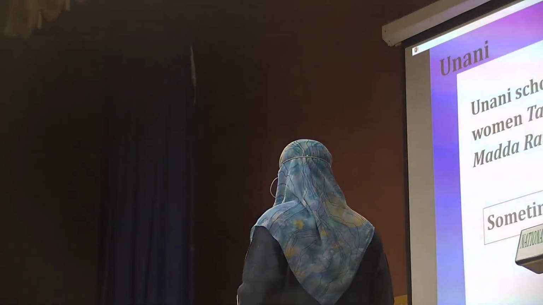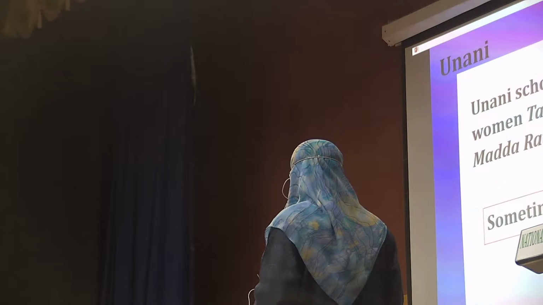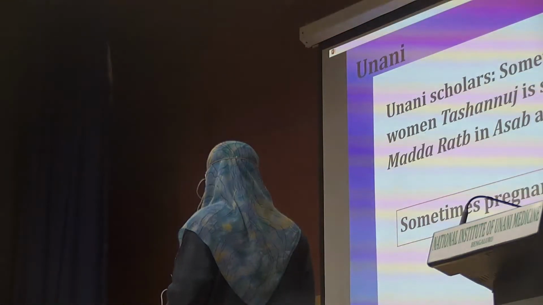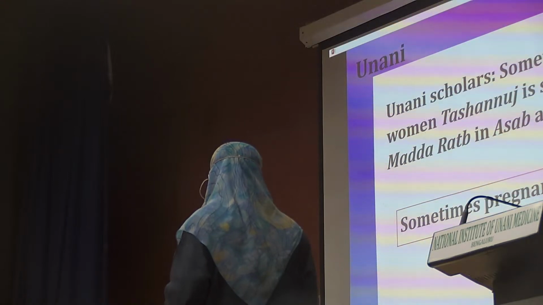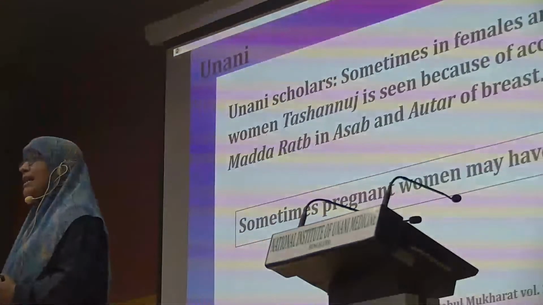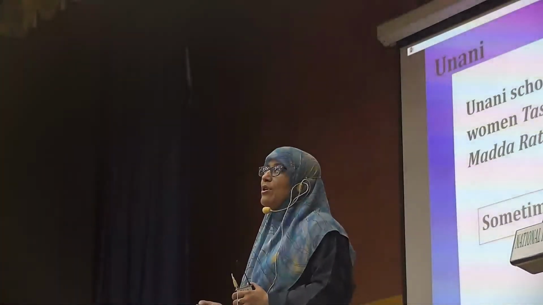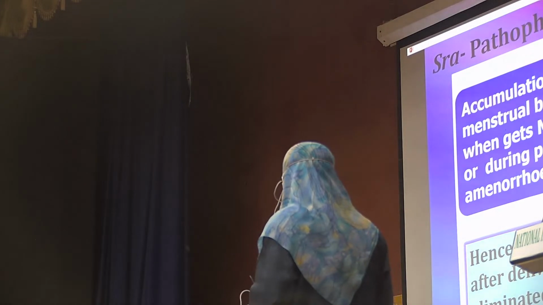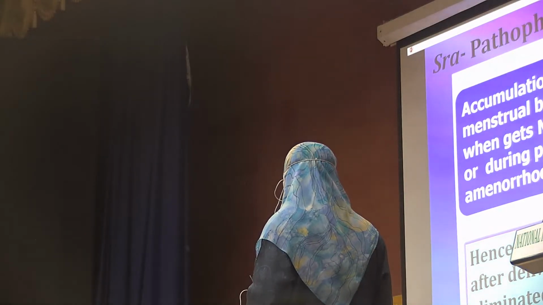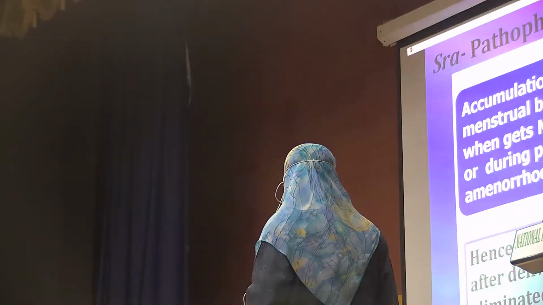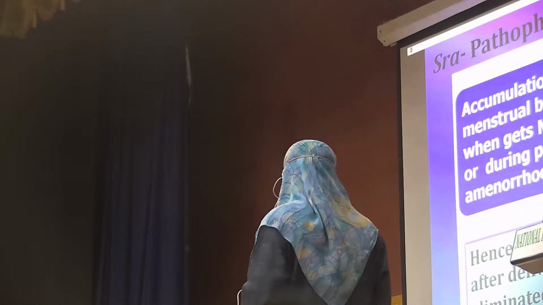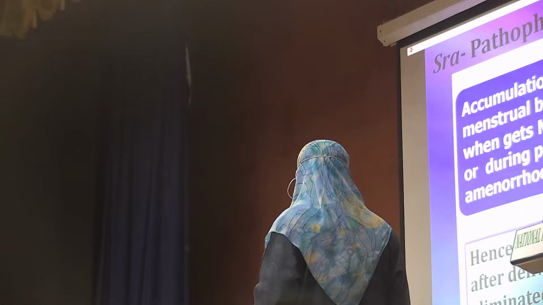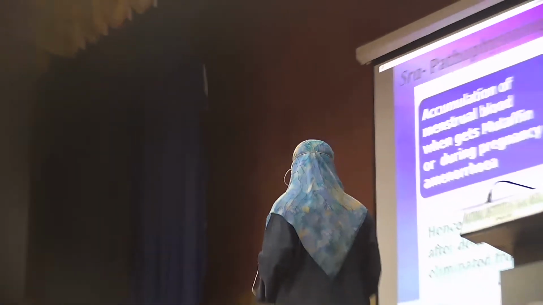Then according to Unani books, it is said that sometimes in female and lactating women, convulsions are seen because of accumulation of vapors in the breast. And sometimes pregnant women may have convulsions. So our textbook has said that pregnant women may have neurological disorders. Then accumulation of menstrual blood, when it is retained during pregnancy or amenorrhea, can cause vapors to ascend to the brain, leading to epilepsy. Hence, epilepsy can occur during pregnancy and be cured after delivery, as the vapors are eliminated from the body after parturition.